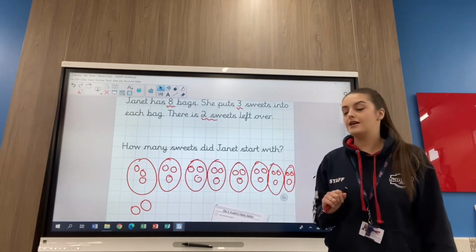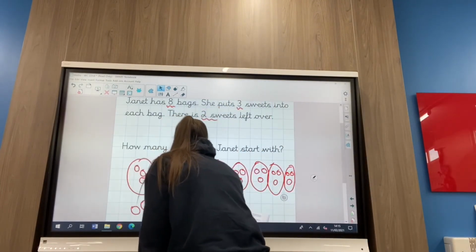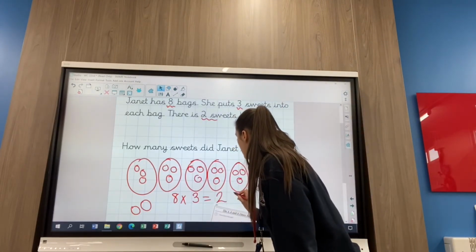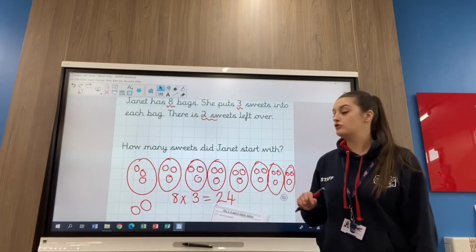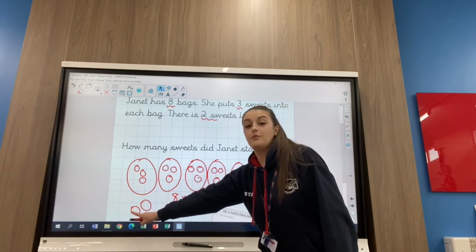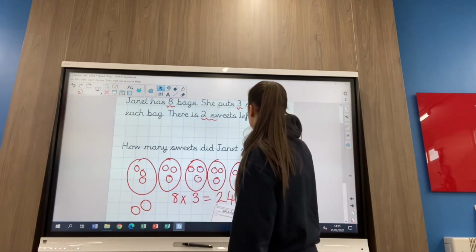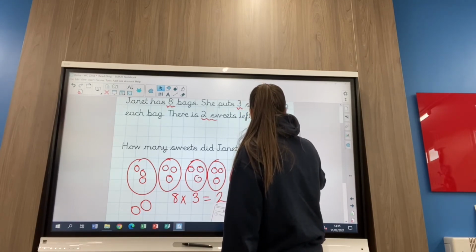So we can use our times table knowledge of the 3 times table there, or even the 8. And we know that 8 times 3 is 24. But remember, she's got 2 left over, so we need to add them in too. So 24 that are in the bags plus my 2 is 26. So she started with 26 sweets.